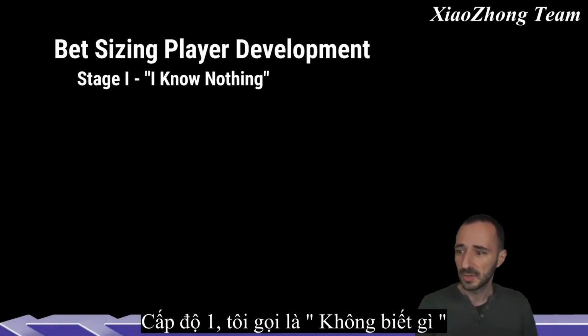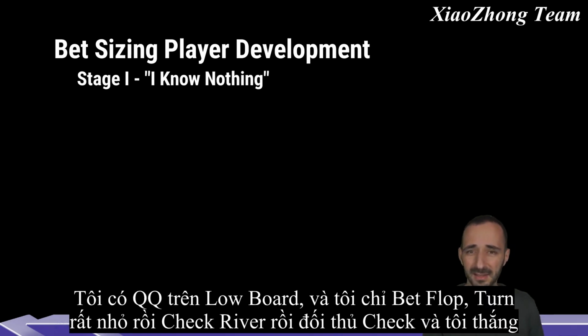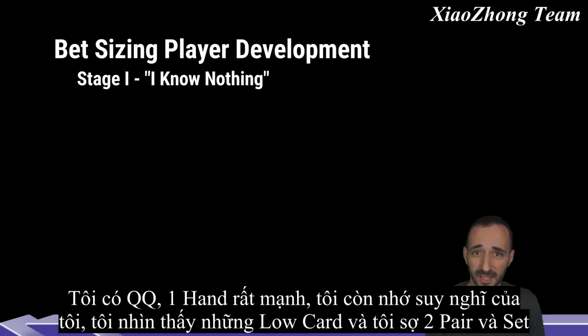Okay, so level 1, I call this "I know nothing." My best example for this was maybe the first time I ever played poker in a casino. I'd never played online poker. I was a huge fish, obviously. I had queens on some low board, and I bet really small on the flop, really small on the turn, and checked the river. It got checked down, and I won against something. The guy asked me, why did you bet so small? You let me draw really cheap, because he saw queens, an overpair, a really strong hand.